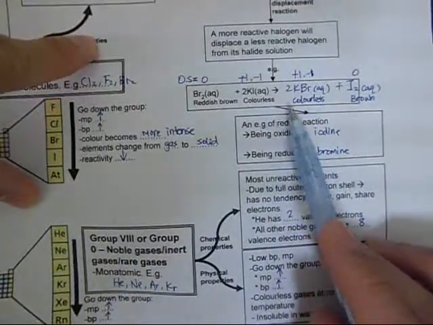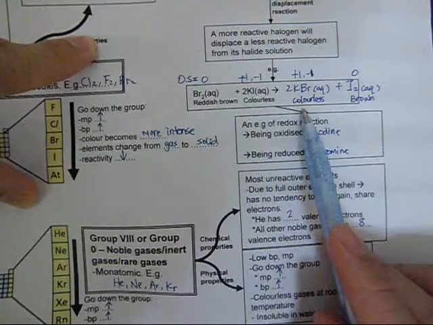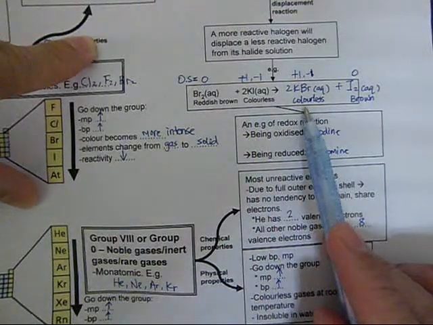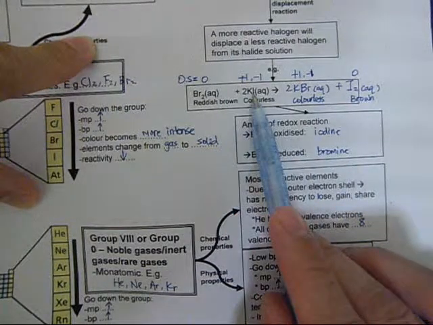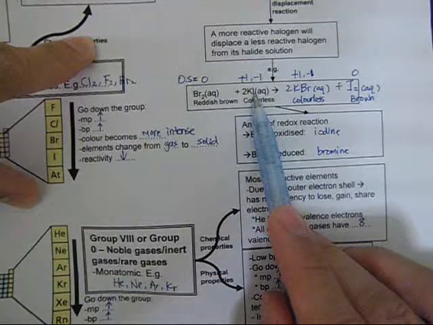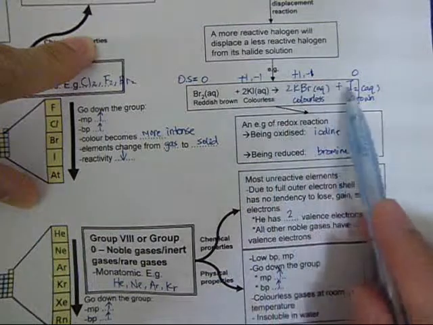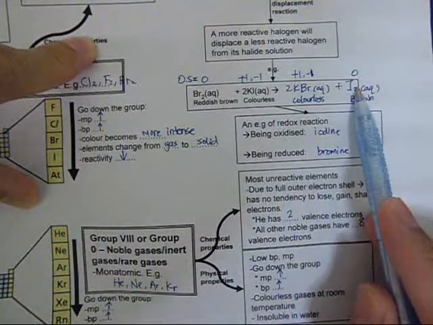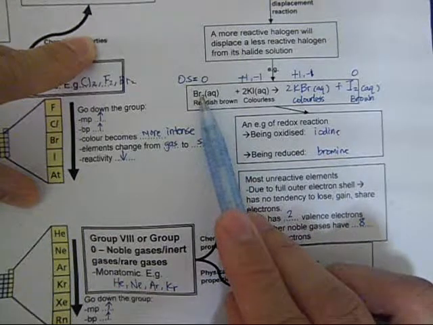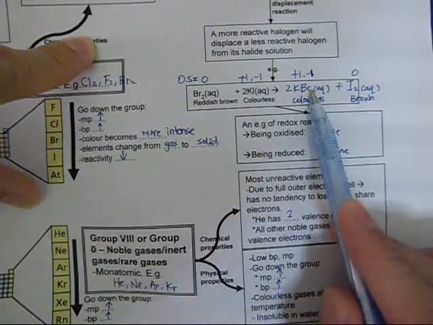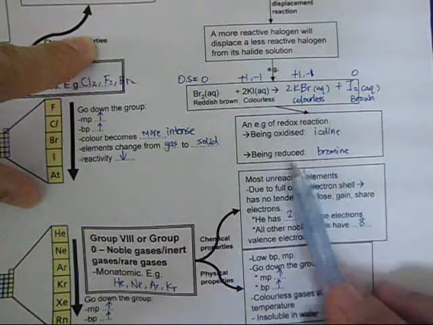Now from this reaction we can see that it is an example of redox reaction because both oxidation and reduction take place. What is being oxidized is iodine, because for iodine the oxidation state changes from -1 to 0, so there is an increase in the oxidation state. Whereas for bromine, the oxidation state changes from 0 to -1. So there is a decrease in oxidation state, meaning that it is a reduction.